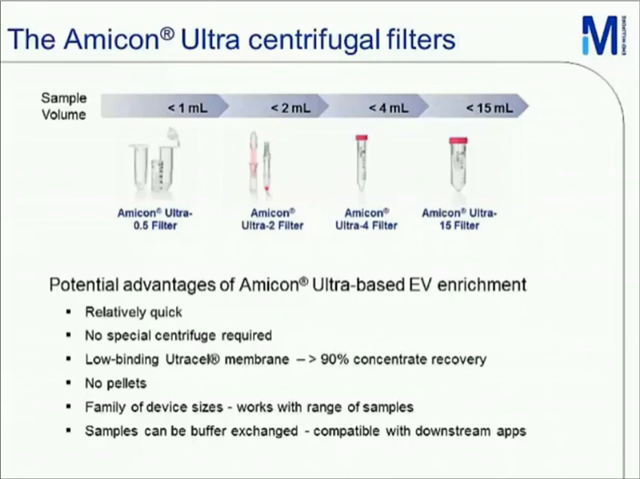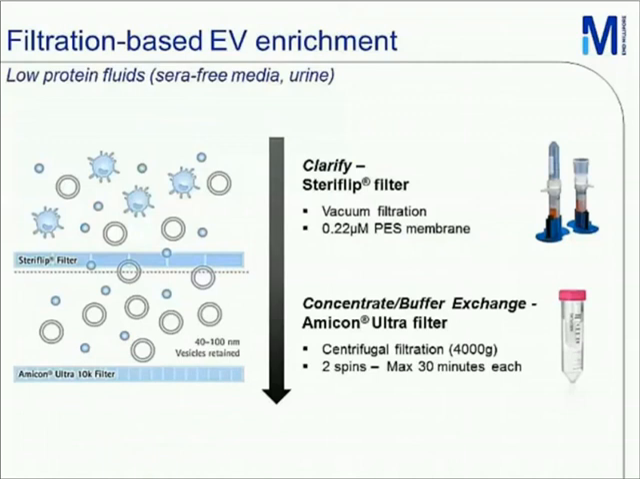Initially, we looked to focus on processing EVs in serum-free samples or those with low protein content, such as urine. The proposed method was broken up into two phases: clarification using a vacuum-driven Steriflip filter. The 0.22 micron membrane is useful for the removal of large cell fragments or apoptotic bodies. The filtrate is then loaded into an Amicon Ultra, and two spins are performed to concentrate and buffer exchange the samples.